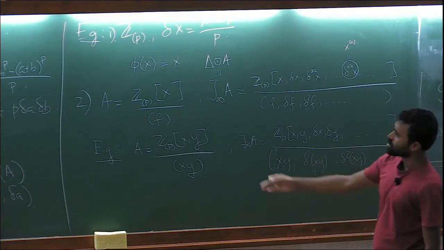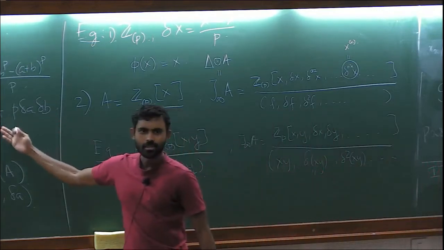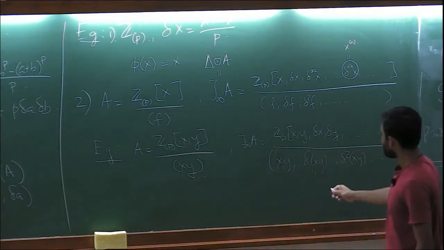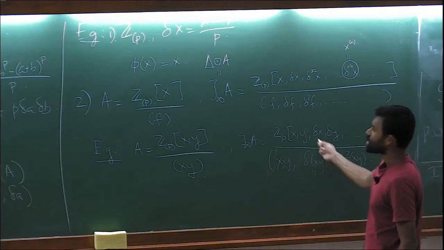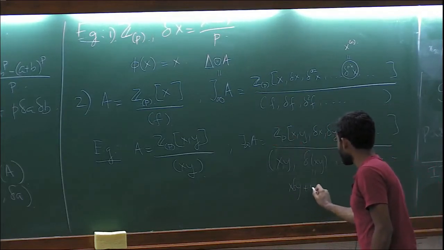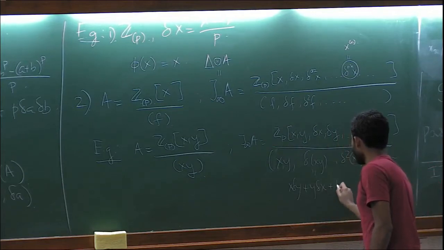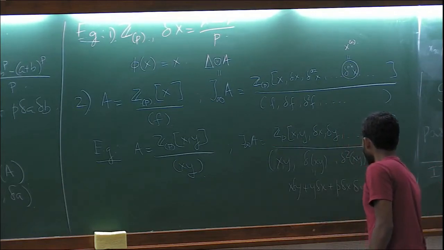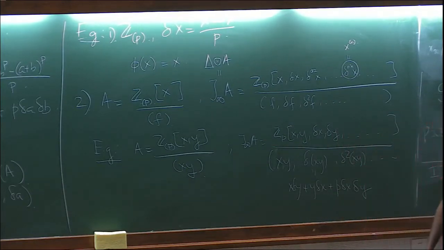Well, you just use these rules to FOIL out this expression. So that would be delta of xy. If you use this rule, it would be x delta of y plus y delta of x plus p delta x delta y. And you keep doing this process recursively for any delta n applied to this.